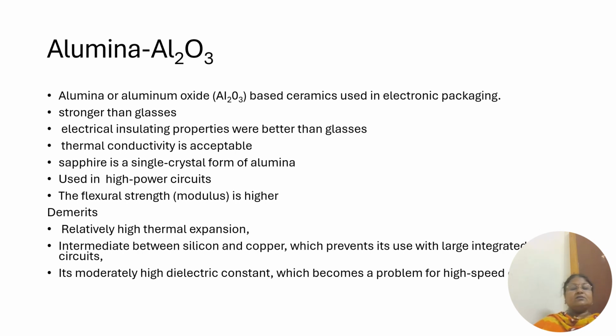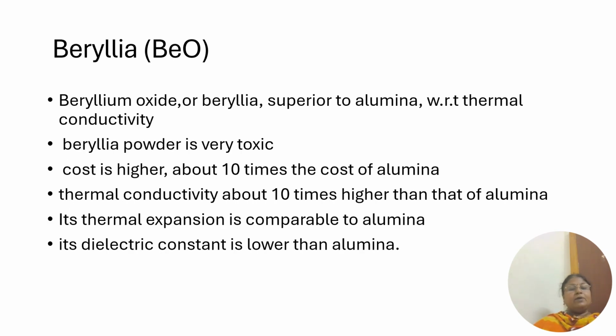Sapphire is a single crystal form of alumina. Sapphire is a component which is used in a lot of applications, such as high power circuits, and its flexural strength is very high. The demerits: relatively high thermal expansion, which is intermediate between silicon and copper, and a moderately high dielectric constant. And beryllium, if you take beryllium oxide, is superior to aluminium with respect to thermal properties. In the form of a powder, it is very toxic, so it's very crucial to handle these types of materials. So chemical properties have to be understood. So that is a unique thing which you need to consider.